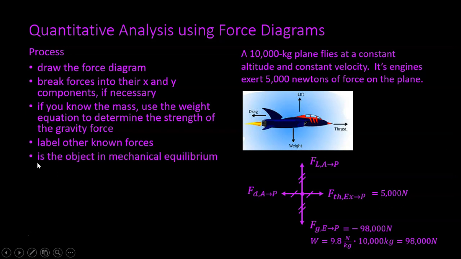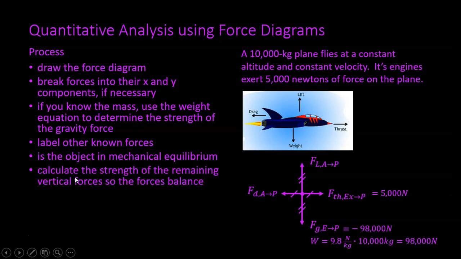Next, we have to ask ourselves, is the object in mechanical equilibrium? We have to go to the problem description to look at that, and the problem says it's flying at constant altitude, so that means the y forces are balanced, and it's flying at a constant velocity. That means the horizontal forces are balanced. So yes, this object is in mechanical equilibrium.